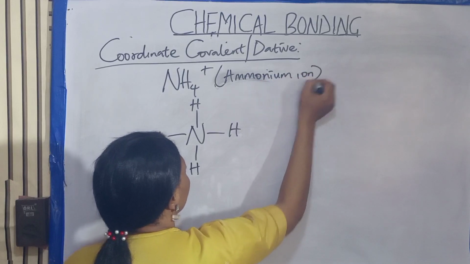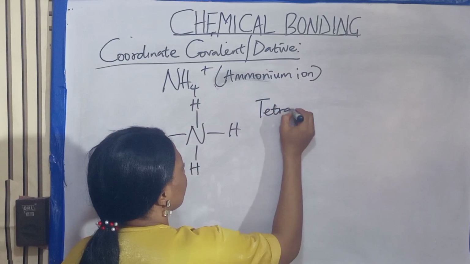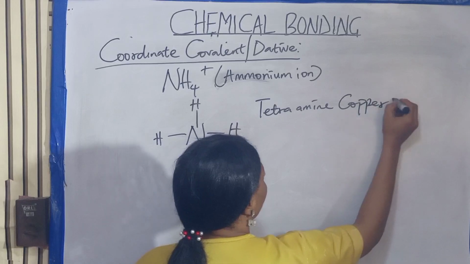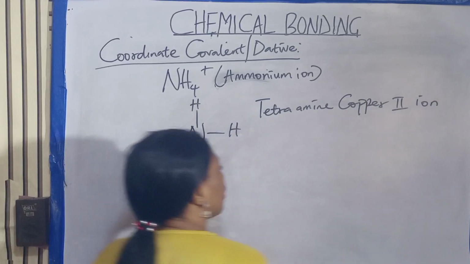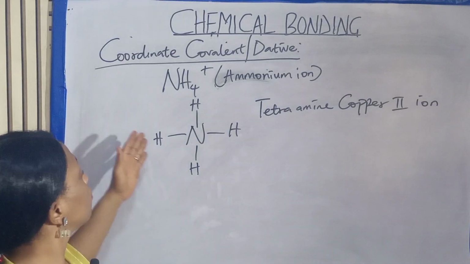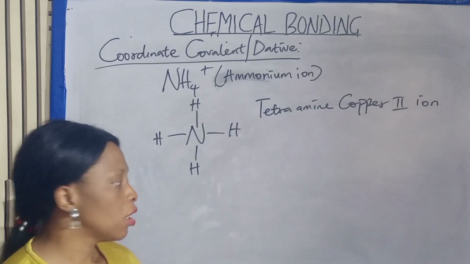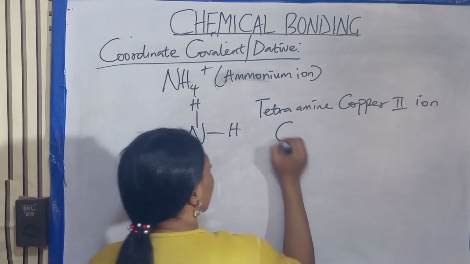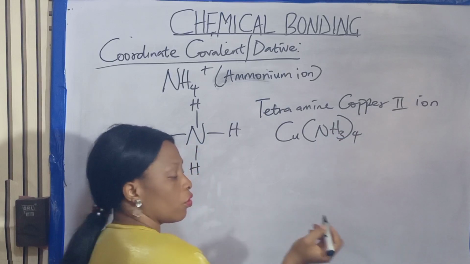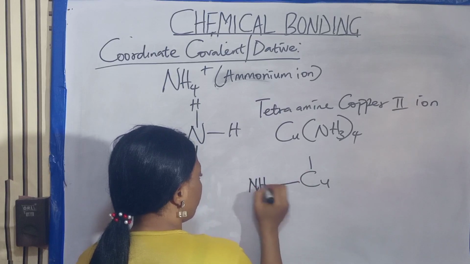This is the ammonium ion. We have another example, the tetraamminecopper(II) ion. Now, you observe that many of them are ions. Most coordinate covalent or dative compounds are usually ions. So, the copper(II) ammine complex is written like this, tetraamminecopper(II) ion. So, you discover that this is shared by ammonia.